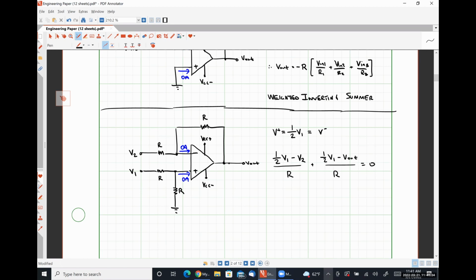We can multiply both sides through by R, and that'll give us 1/2 V1 plus 1/2 V1 minus V2 minus V out is equal to 0, which tells us V out is simply V1 minus V2. So this is an example of a differencing amplifier.